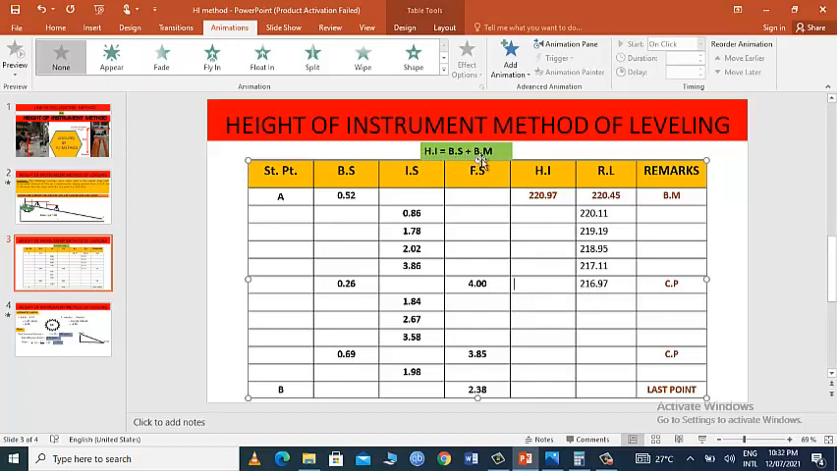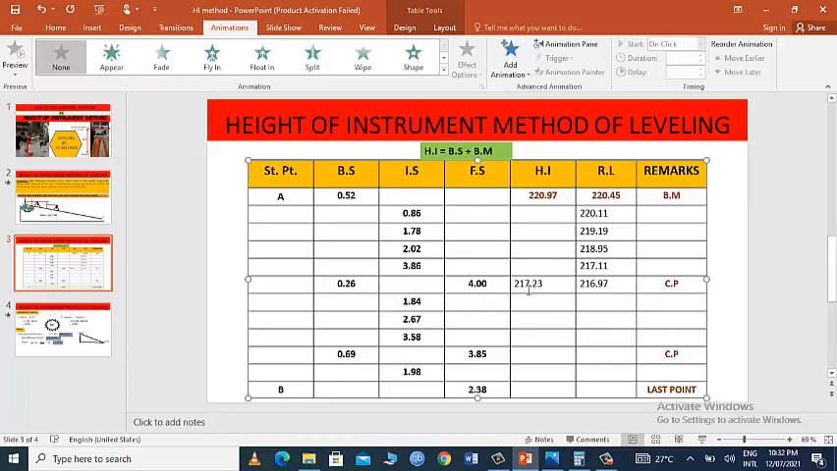Now to get the new HI, we will use the same formula. HI is equal to backsight plus benchmark. So the benchmark of this point is 216.97 and the backsight is 0.26. So by adding 216.97 and 0.26, we will get the new HI, that is 217.23.